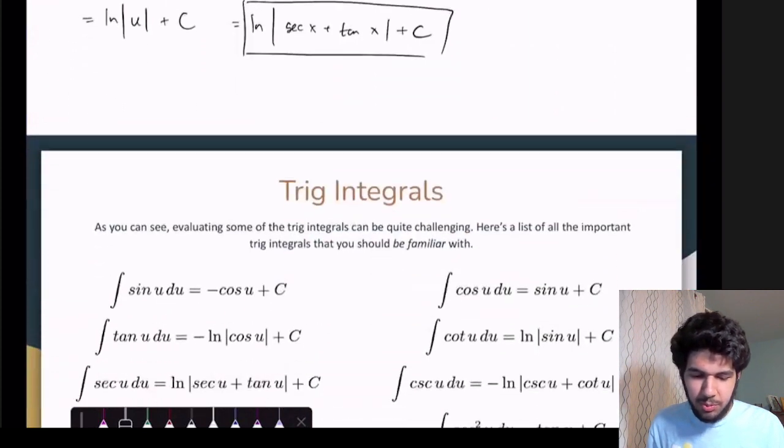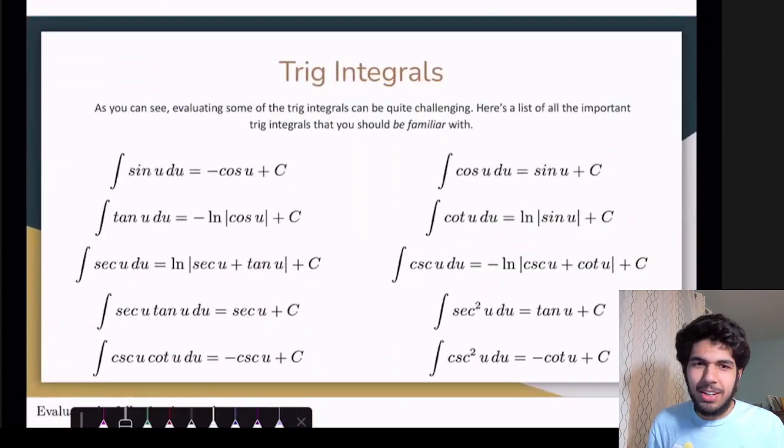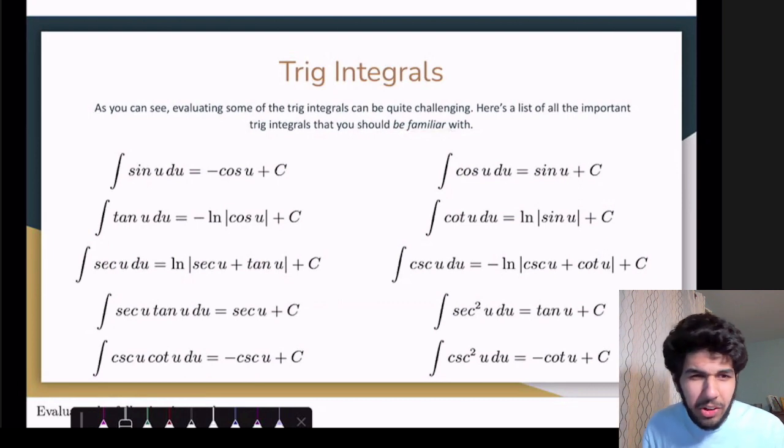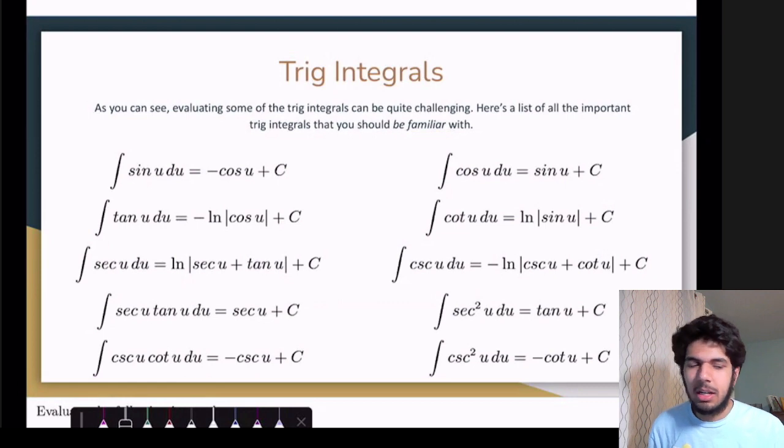And now, what you've been long awaiting. The integrals of our trig functions. So, like I said, some of these integrals can be quite challenging. And so, this list you should be familiar with. I encourage memorizing them, but I guess it's not necessary.